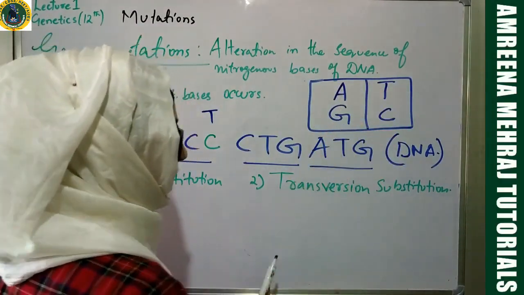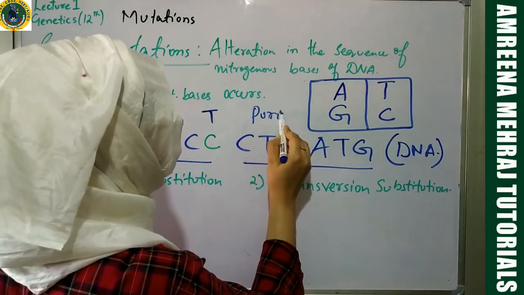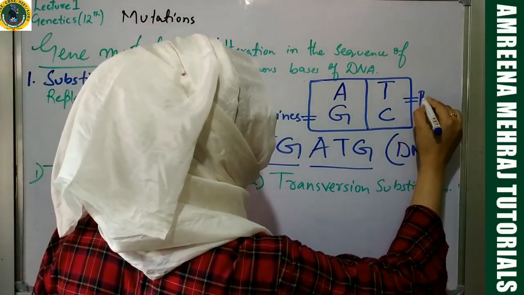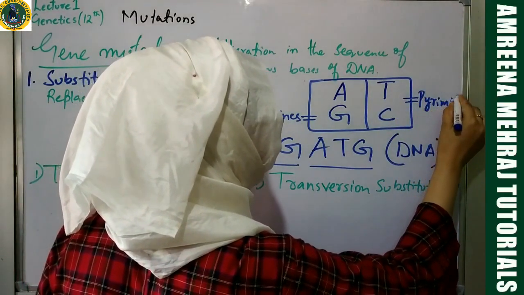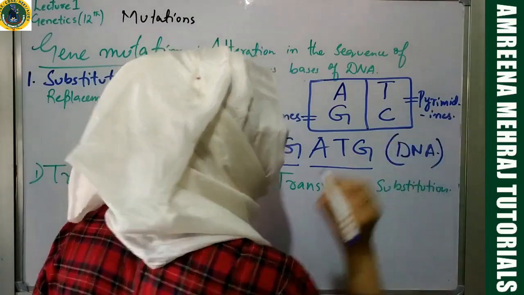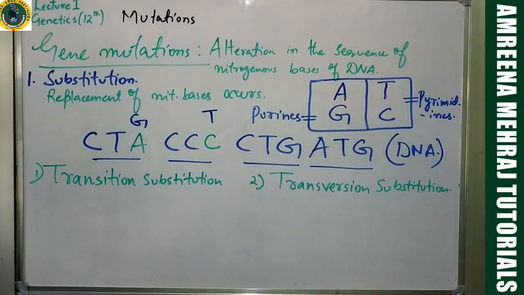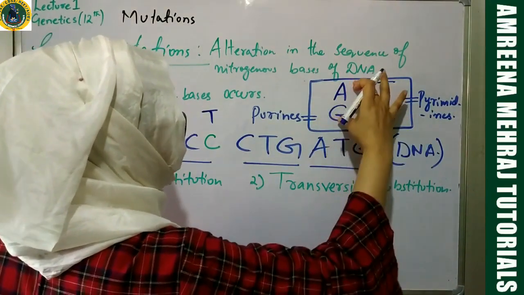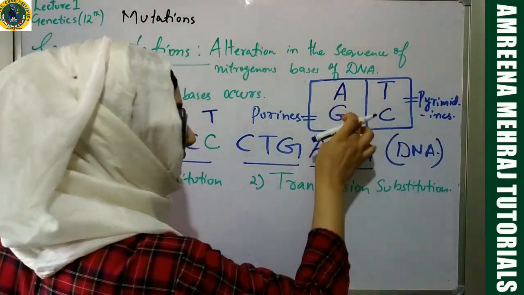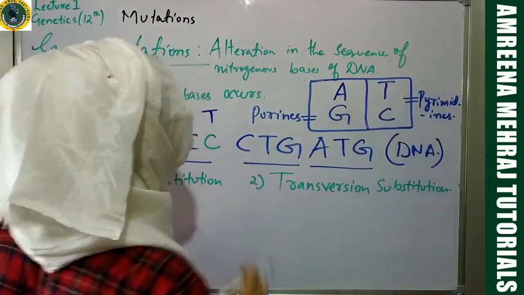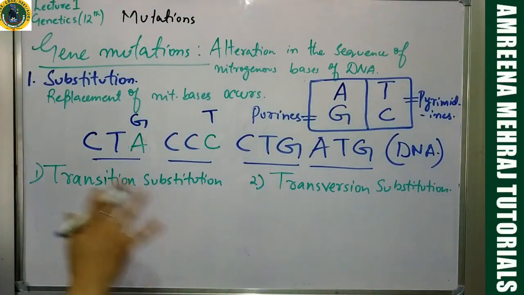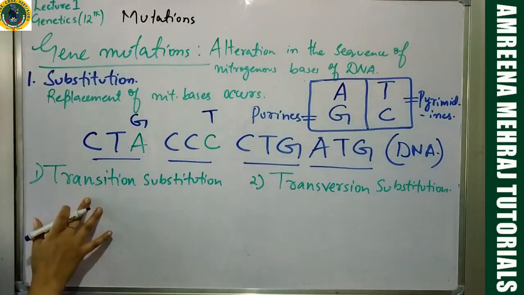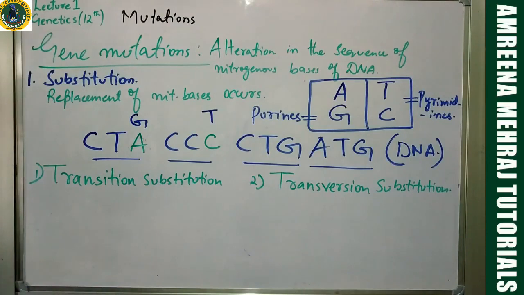A and G are what? They are purines. T and C are what? They are pyrimidines. So how many types of nitrogenous bases do you have in DNA? 4: adenine, guanine, thymine, cytosine. 2 are purines, 2 are pyrimidines. Purines have 2 rings, and pyrimidines have just 1 ring. So this is the basic thing. Now, for the time being, we need this table to understand transition and transversion substitution.